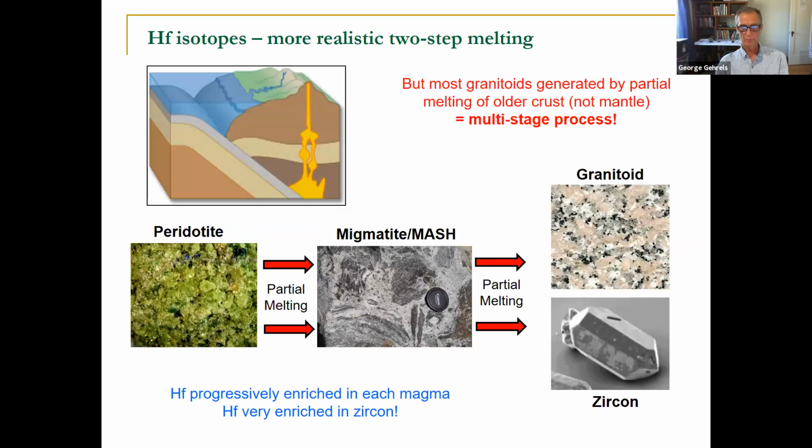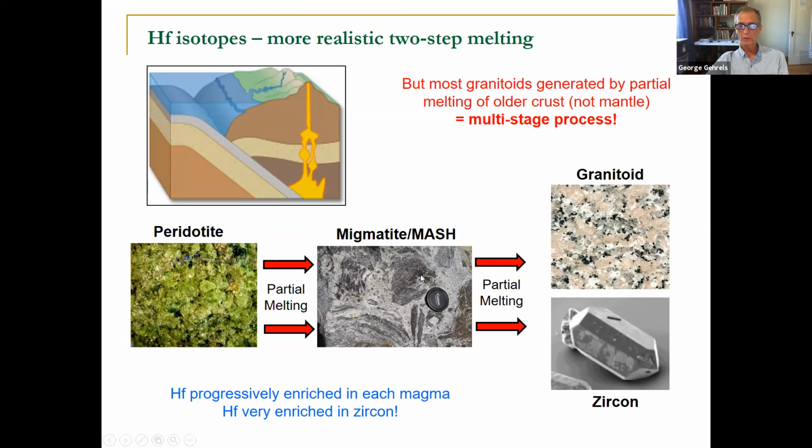Maybe it's usually something more like this, where you begin to partially melt the mantle. Some of that magma rises up into the lower crust. Maybe it sits there and percolates for a while, mixes with other material. We call this a migmatite or a mash zone. You've probably heard those terms before. Maybe this is what the lower crust looks like. And you can imagine that each of these different components here might have a slightly different age and isotopic history.